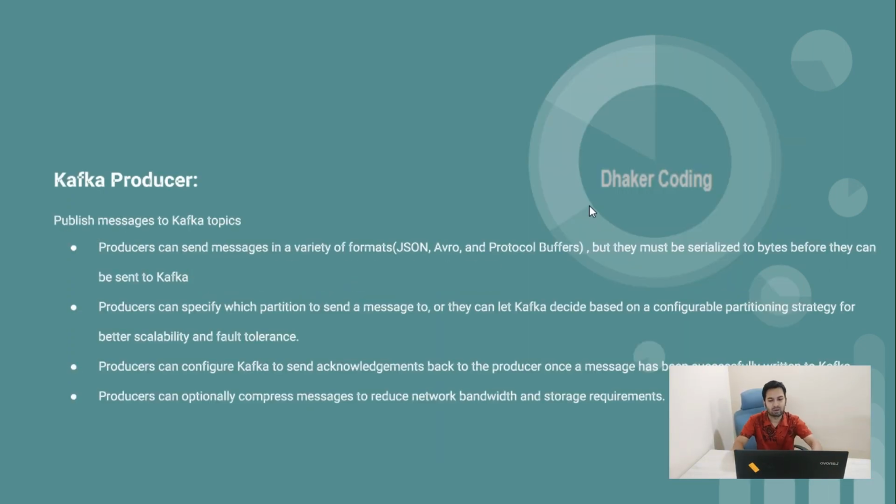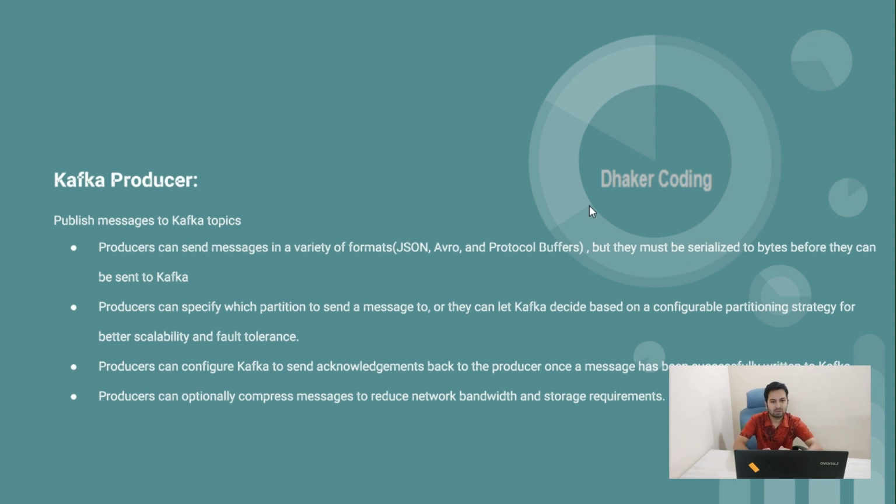As in the last video, we have covered the basics about the Kafka producer. So the producer basically will publish the message into a particular Kafka topic. The message is sent in different formats. It might be JSON format, Avro, or protocol buffers, right? Before sending the message into the Kafka topic, it first serializes that message into bytes, and then it will send it to the Kafka topic.